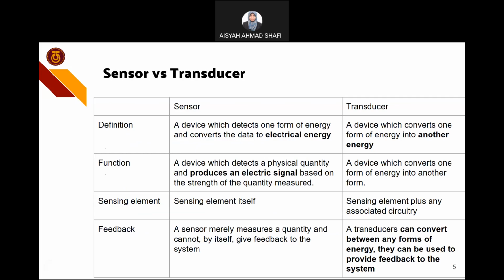So the sensing element of a sensor is the sensing element itself. But for the transducer, usually it is plus any associated circuitry. As for feedback, a sensor measures quantity, but it cannot give feedback to the system. But the transducer can convert between forms of energy. Therefore, it can provide feedback to the system.